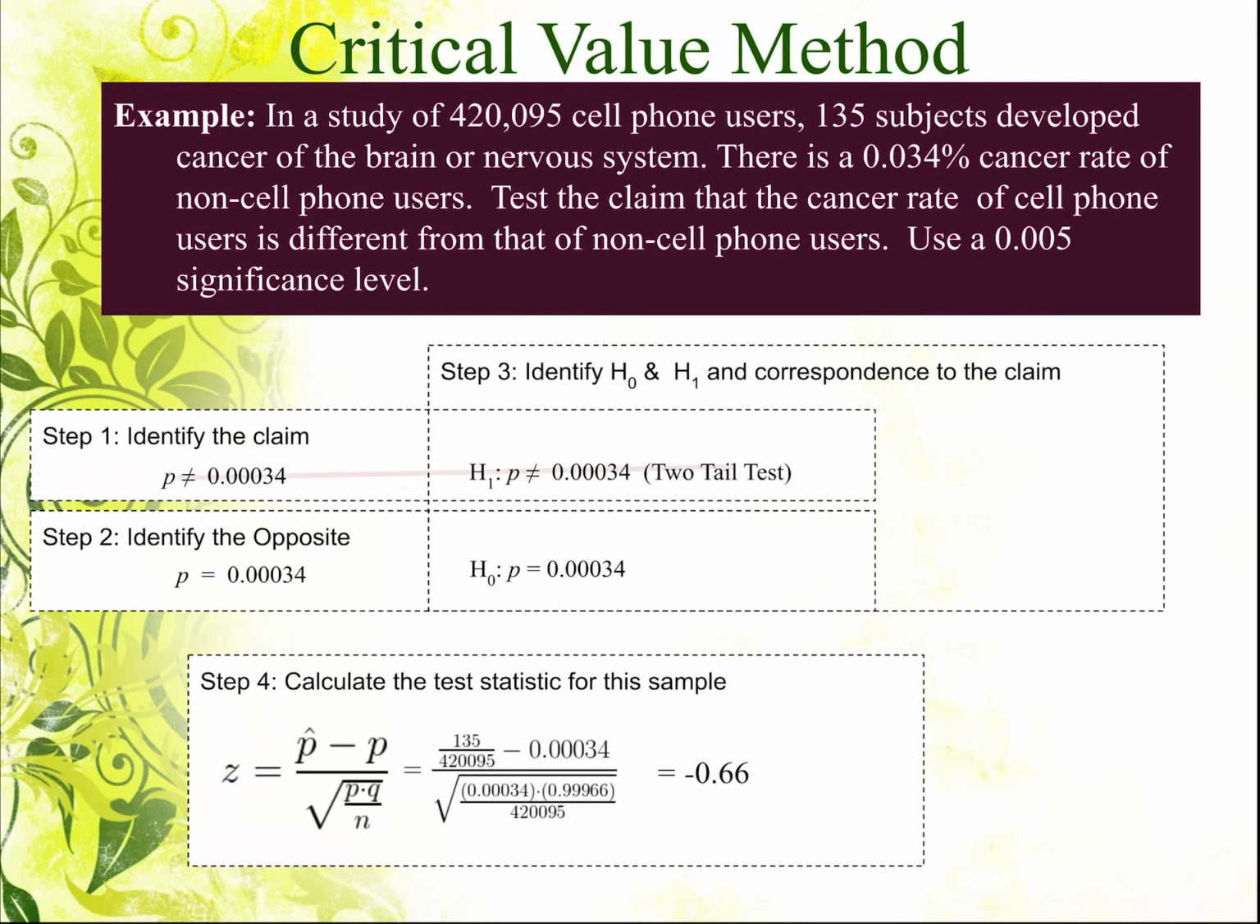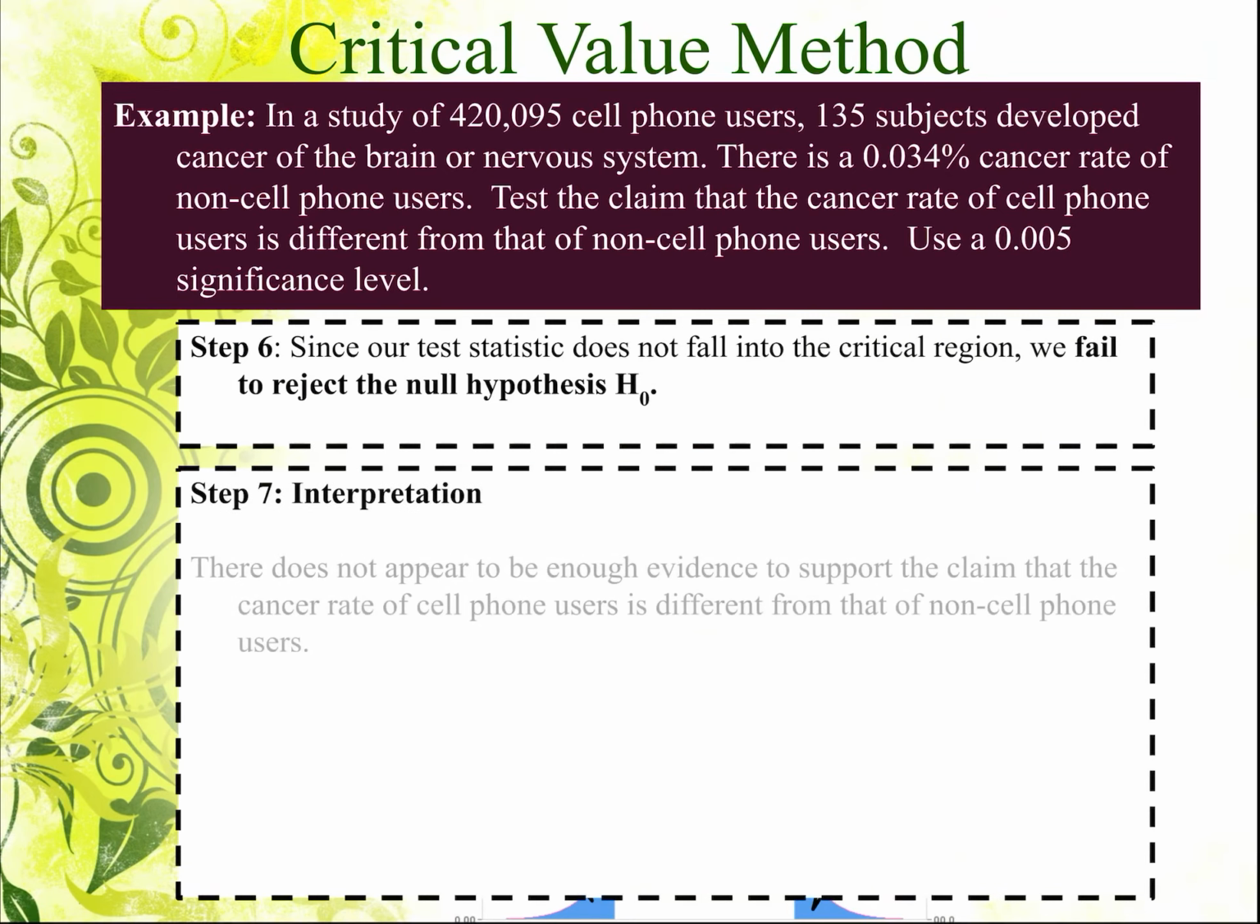Okay, so when we fail to reject the null hypothesis, let's go back to that and interpret it. That means that we are rejecting the alternative hypothesis, so the null hypothesis could be true. The proportion could be equal to 0.00034. However, the claim was that it was different from. So our interpretation is there does not appear to be enough evidence to support the claim that the cancer rate of cell phone users is different from that of non-cell phone users.